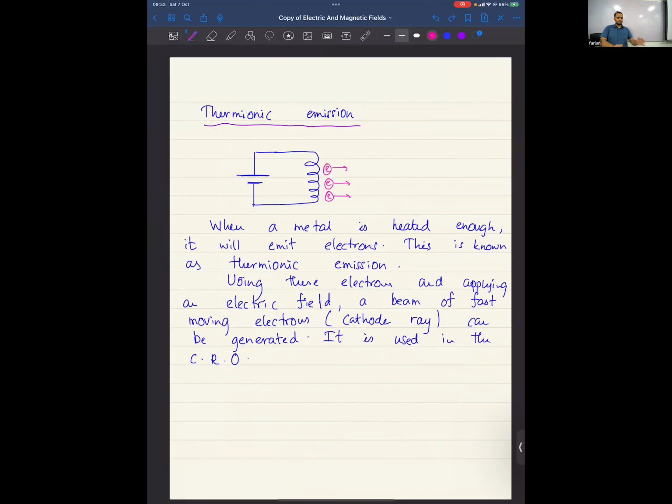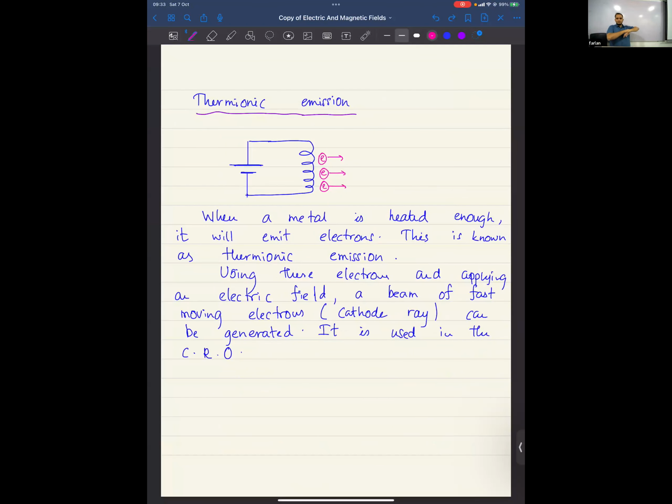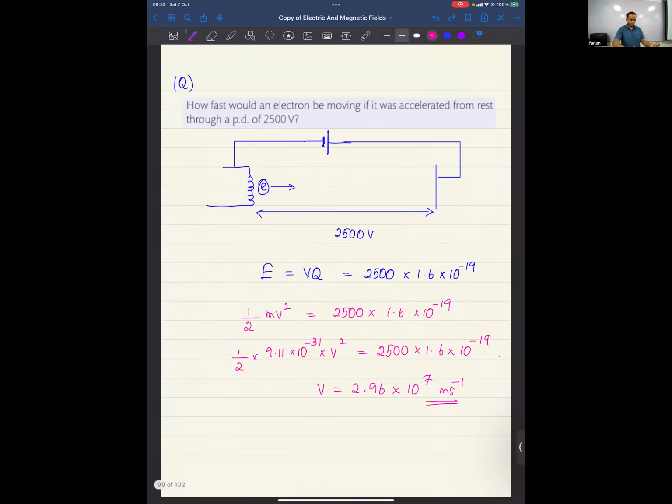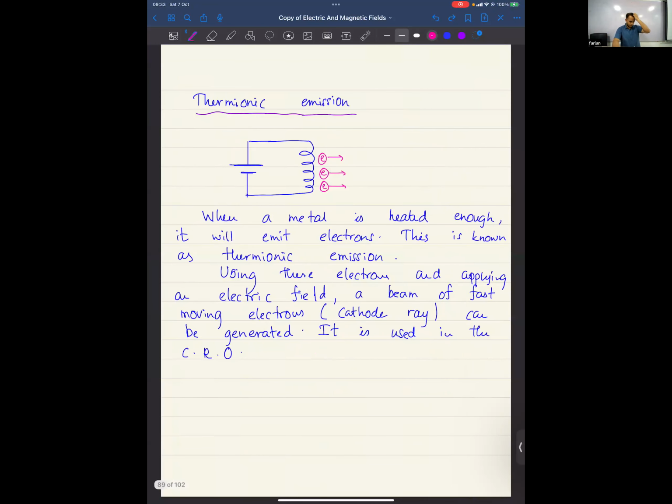Right under that: when a metal is heated enough, it will emit electrons. Full stop. This is known as thermionic emission.